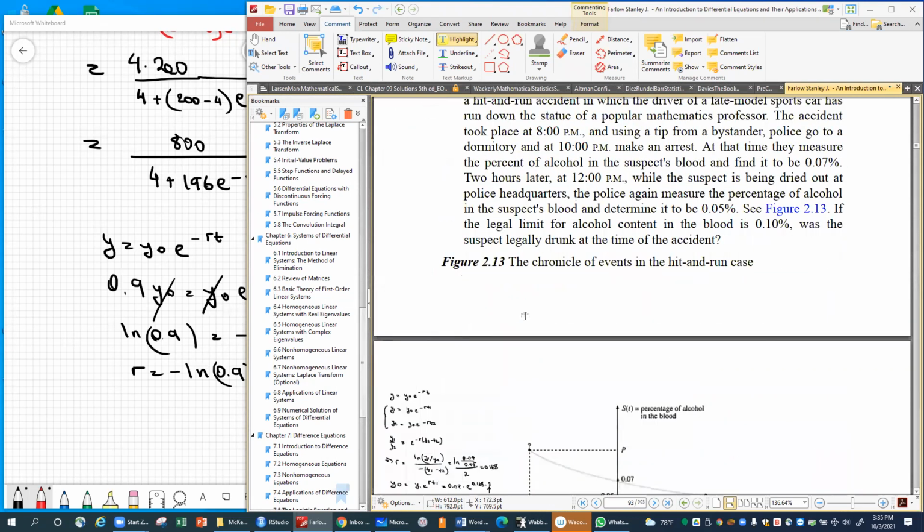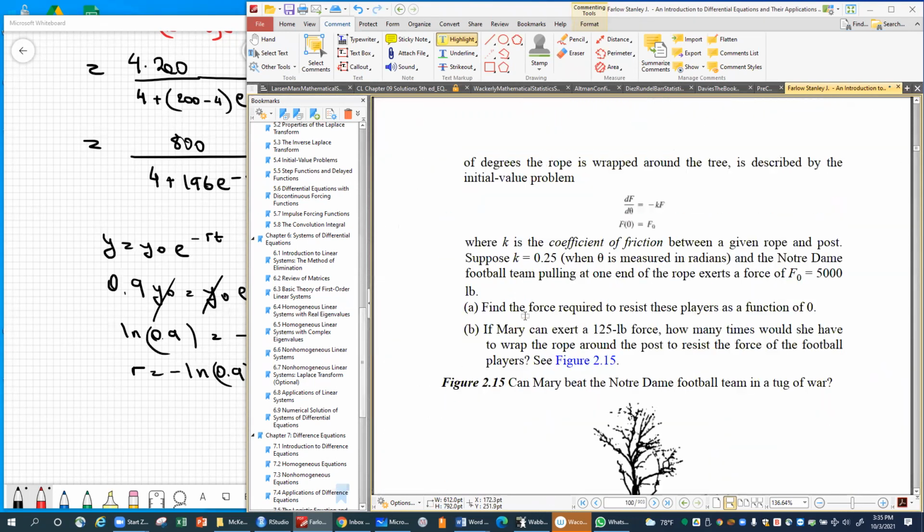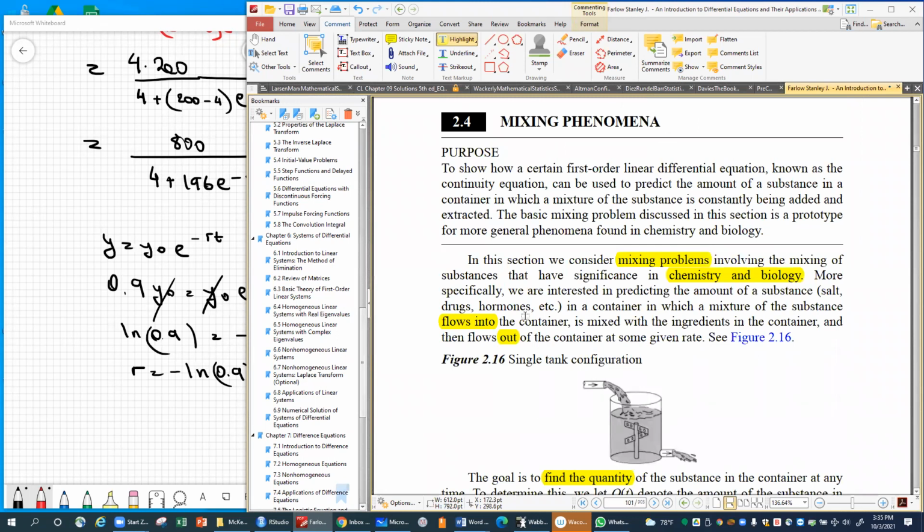Okay, so let's look at the next section. That's a somewhat tedious section, actually, mixing phenomena. That's one of the applications of the linear equation. Okay, so we consider mixing problems. Substances mixed in chemistry and biology. And it's not just actual mixing of substances in a chemical situation. It could be hormones in a biological situation, etc.